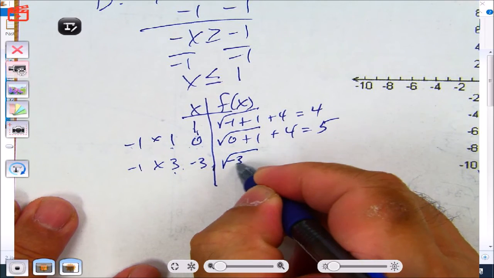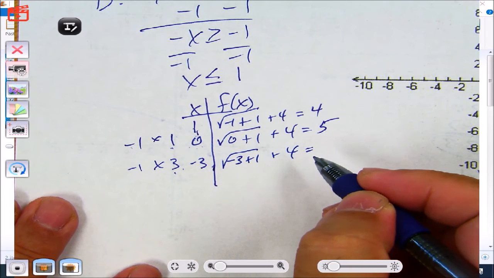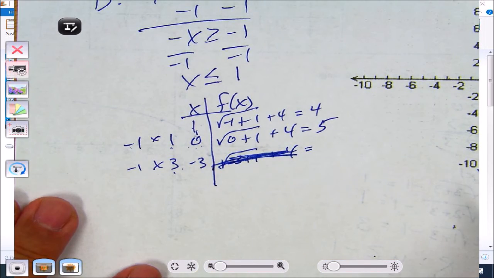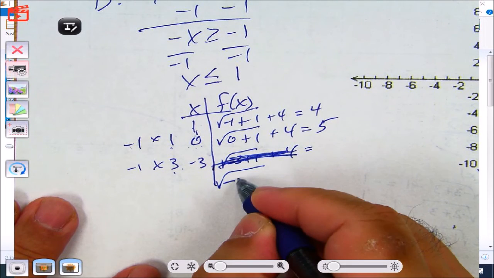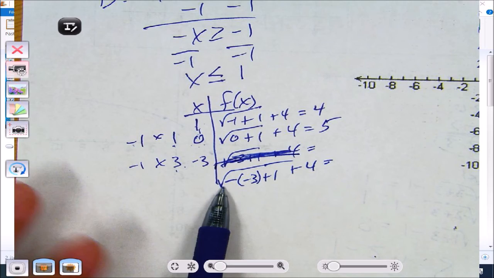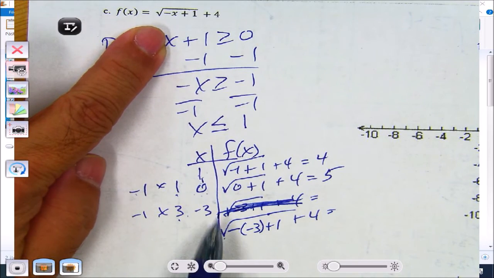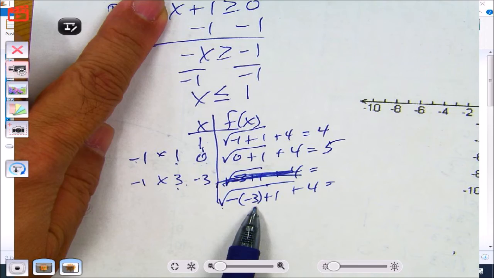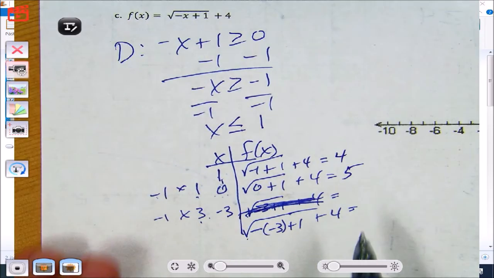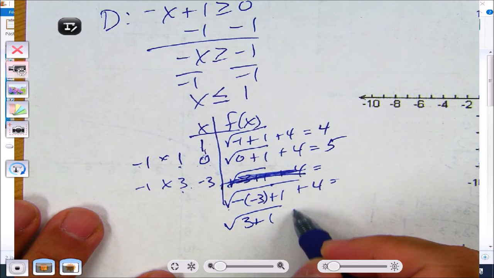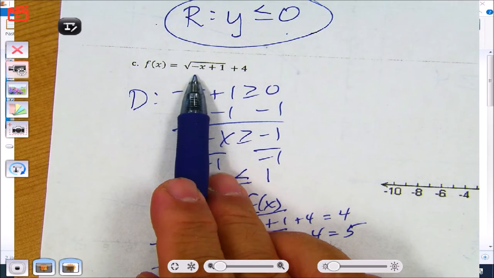Okay, so this one is negative 3 plus 1 plus 4. Something is wrong. It's square root of the opposite of negative 3 plus 1. So it's 3 plus 1. Right, I forgot there was a negative sign I was supposed to do. It didn't matter for 0, but it does matter for negative 3. So that becomes positive 3 plus 1, so it's square root of 3 plus 1 plus 1. How will it be positive? Because it's the opposite of what I put in.